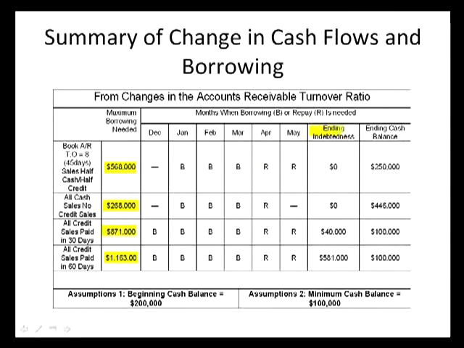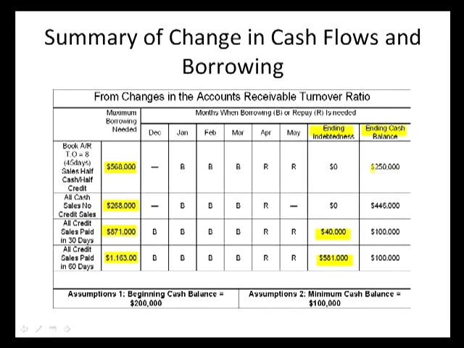We can also see whether the firm ever gets out of debt. On the right-hand side of the table, you see ending indebtedness. In both the base case in the book and the all-cash sales, we end up this 6-month period out of debt. But with 30 and 60 days, we find ourselves still $40,000 in debt with 30 days of people paying. And when people don't pay for 60 days, we find ourselves with $581,000.